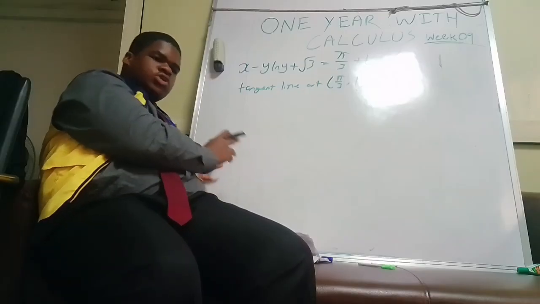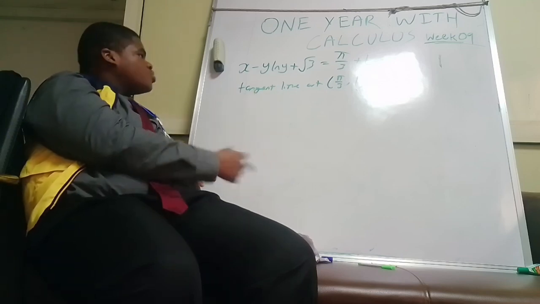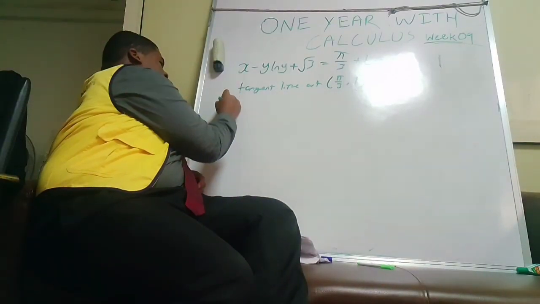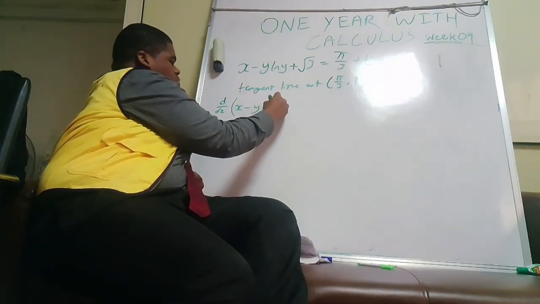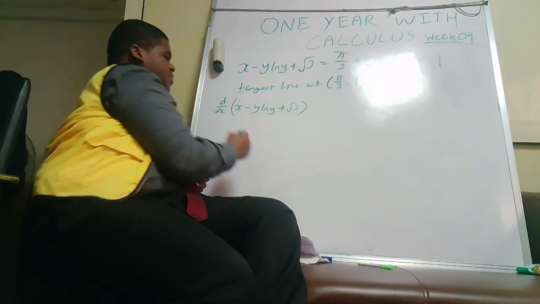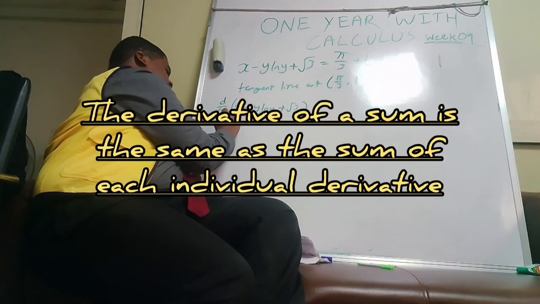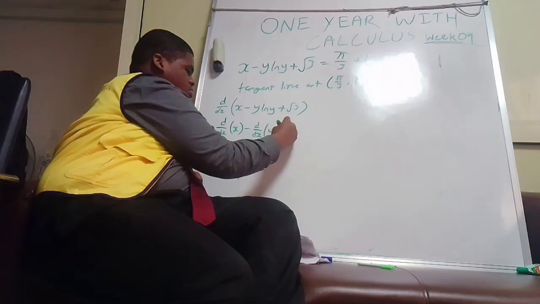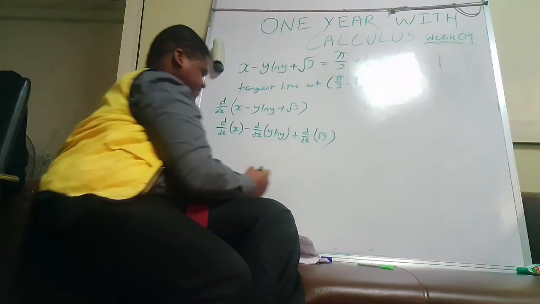To find y prime with respect to x, we are going to implicitly differentiate this expression. To implicitly differentiate, you differentiate the left hand side and equate it to the derivative of the right hand side. So let's differentiate the left hand side. We have the derivative with respect to x of x minus y ln y plus root 3. The derivative can be shared among all the terms. So we have the derivative with respect to x of x, minus the derivative with respect to x of y ln y, plus the derivative with respect to x of the square root of 3.